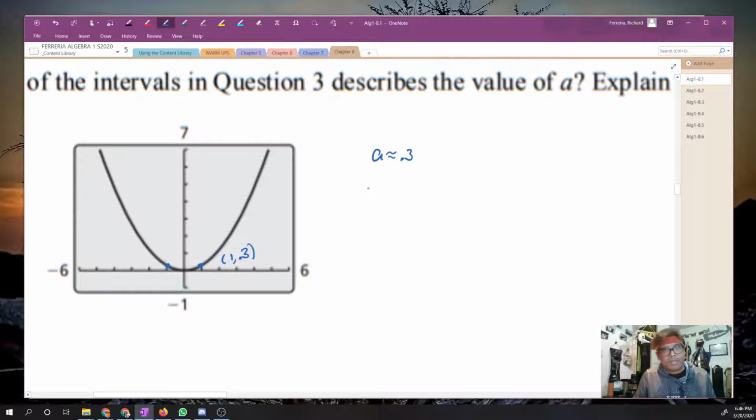Or another way of saying that is 0 is less than a is less than 1. That's what they really want. We have a value of a that is between 0 and 1. Also, don't forget that if a is negative, the rules are exactly the same, but instead our parabola is going to open downwards. So I don't know why I keep doing this shape. Maybe because it's fun, I don't know.